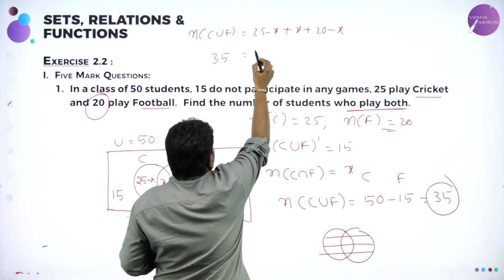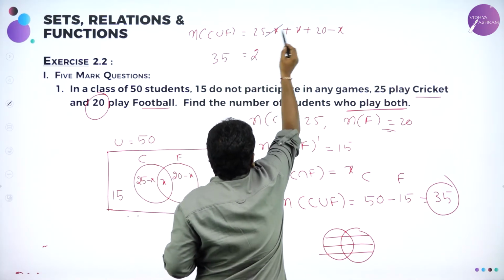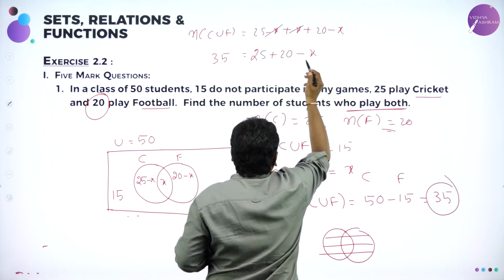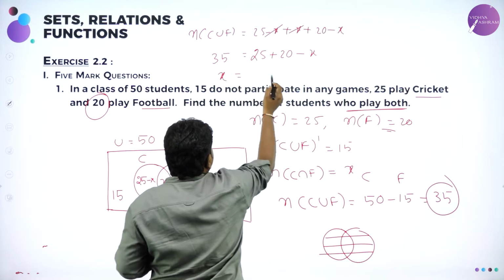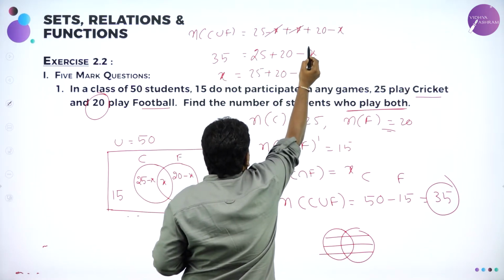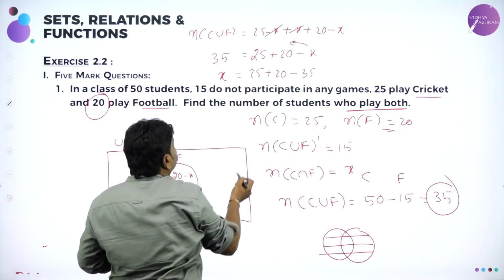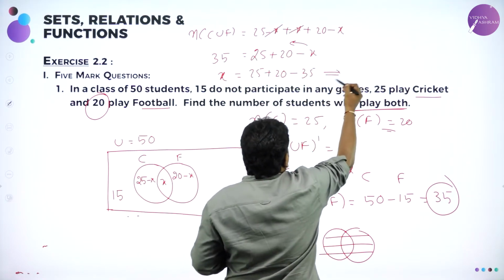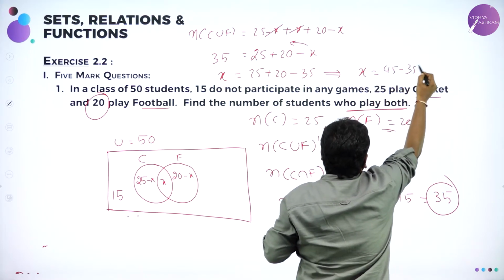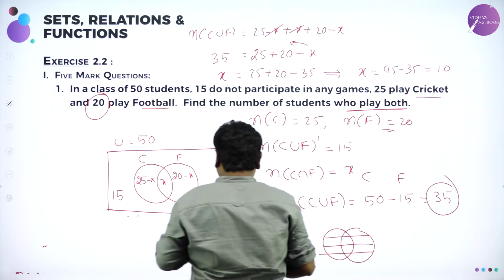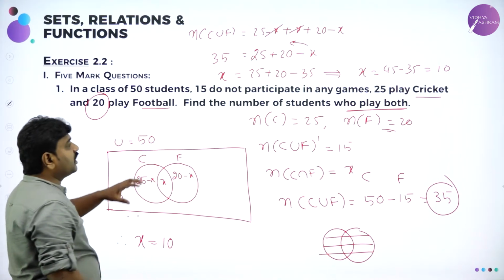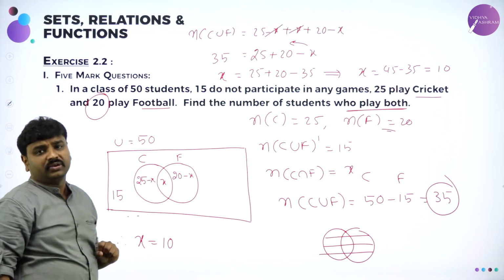35 is equal to this 25. I can cancel minus x and plus x. 25 plus 20 minus x is left out. Minus x you bring this side, it will become plus x is equal to 25 plus 20 minus 35. I am rearranging, transferring to the other side. So that implies x is equal to 25 plus 20, what is it? 45 minus 35, that is 10. So x is equal to how much you got? Therefore x value is 10.